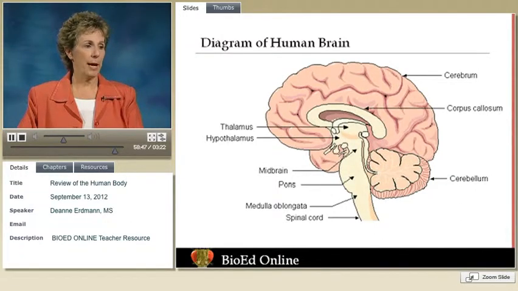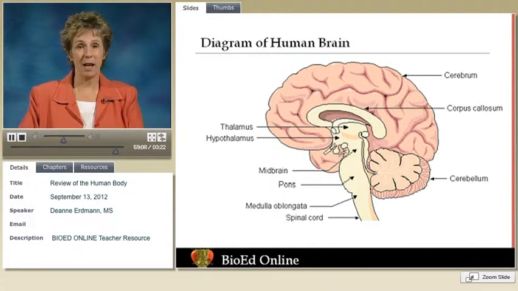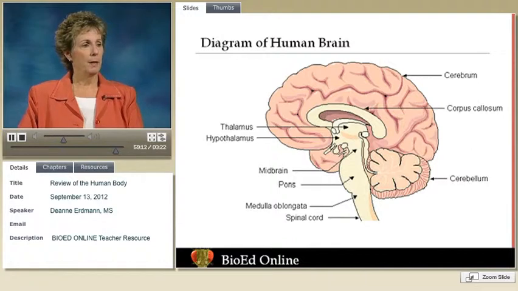When we look at the human brain, remember that the brain is protected inside a part of the skull called the cranium. There are three membranes called the meninges. And you may remember that term when you hear about a disease, meningitis. And meningitis is pretty severe because it's an infection of these membranes in direct contact with the brain or with the spinal cord.